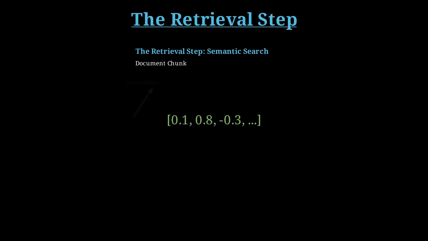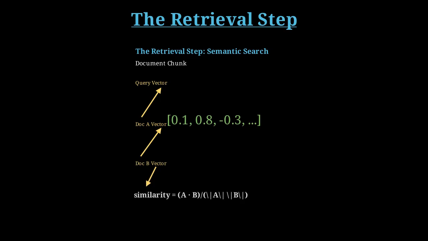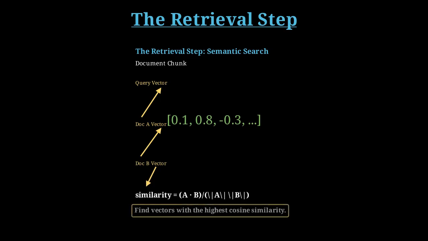The retrieval magic happens using vector embeddings. We take our documents, split them into manageable chunks, and use a special model called an encoder to convert each chunk into a list of numbers, a vector. These vectors capture the semantic meaning of the text. When a query comes in, we encode it into a vector too. Then, we perform a similarity search, like cosine similarity, to find the document vectors that are closest to our query vector in this high-dimensional space. These are our top candidates.